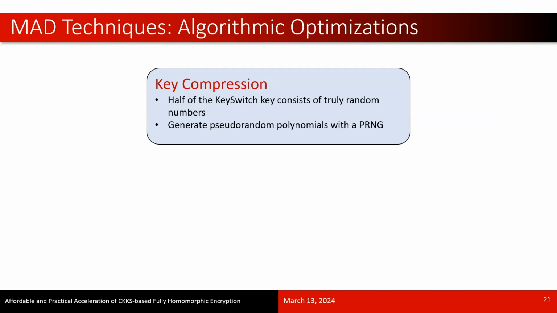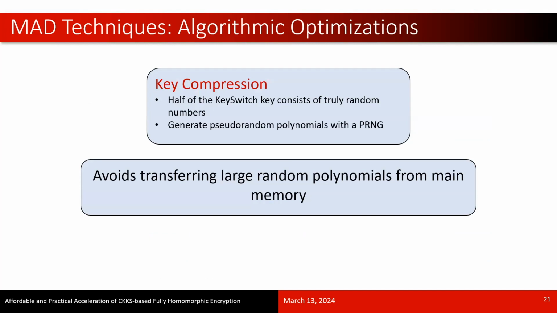And this optimization is a natural result of the observation that half of the key switching keys consist of truly random polynomials. So by replacing these truly random polynomials with pseudo-random polynomials generated via PRNG on chip, we can avoid shipping the large random polynomials to and from DRAM. Instead, we need to send only the short PRNG key to generate the pseudo-random polynomials.